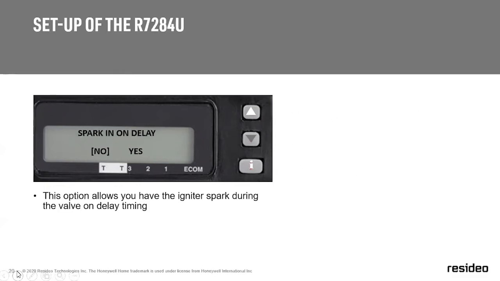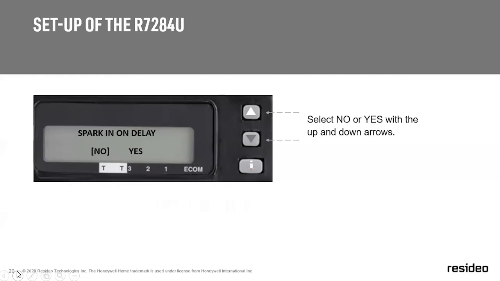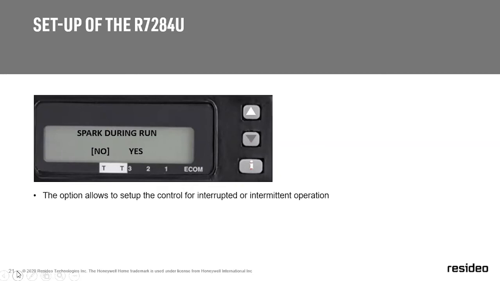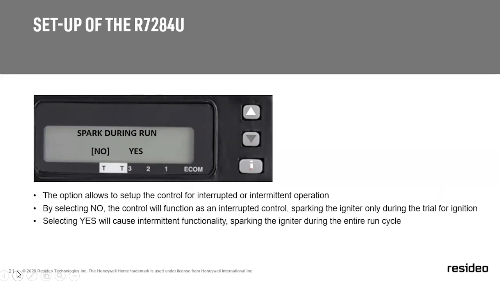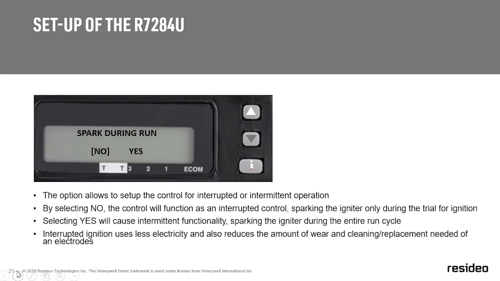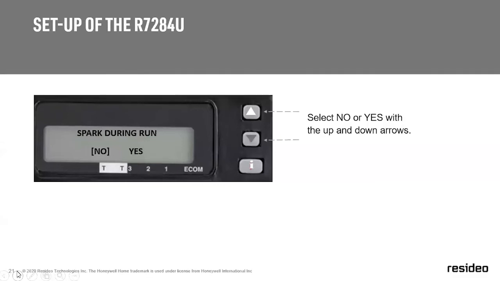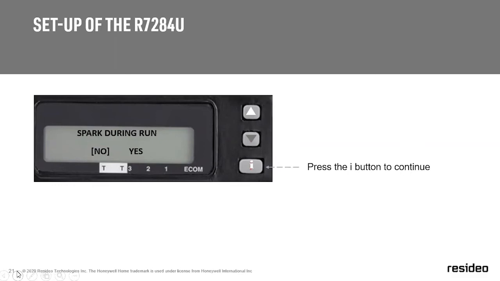Setup is just simple, just going through spark in the on delay, igniter spark during the valve on delay timing, select up and down, spark during the run time. This option allows the setup to control the interrupted or intermittent operation. By selecting no, the control will function as an interrupted control, sparking the igniter only during the trial for ignition. Selecting yes, it will be an intermittent functionality, sparking the igniter during the entire run cycle. Interrupted ignition uses less electricity and also reduces the amount of wear and cleaning replacement needed on the electrodes. So again, I can select up and down and hit the I button to continue.